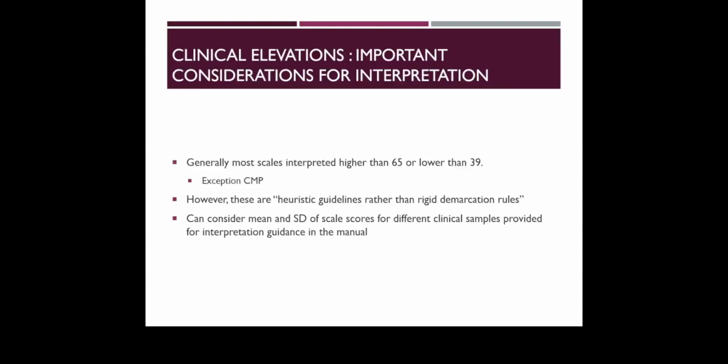Most of the scales generally are interpreted as higher than 65 or lower than 39. There are some exceptions. For example, compulsivity was an exception. Suicidality is an exception. But again, they're heuristic guidelines, not rigid demarcation rules. And as I pointed out before, for your specific kind of setting or the specific kind of presentation for that individual, you can go to the technical manual and look at the means and standard deviations of all the scaled scores, including the validity scales, for different populations.